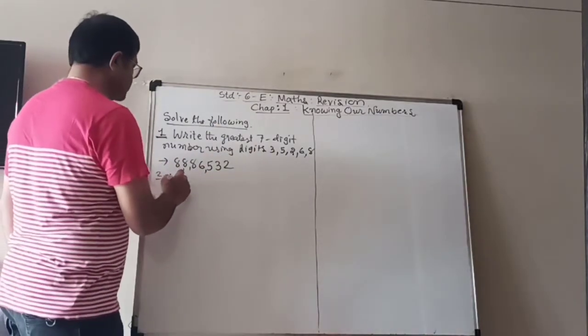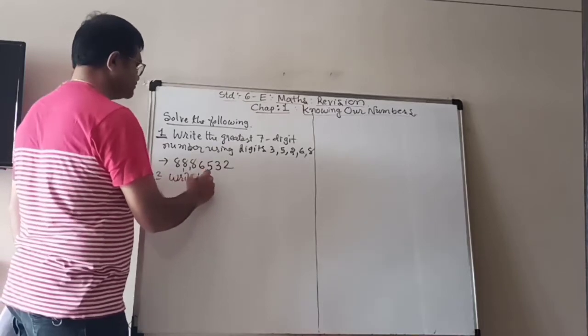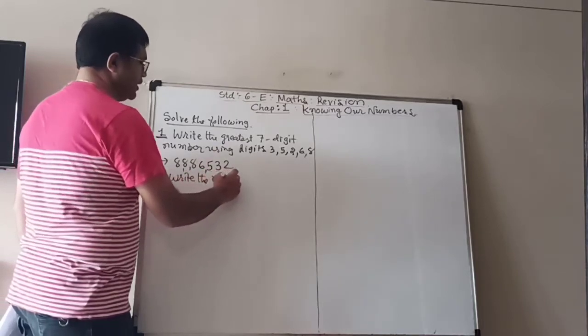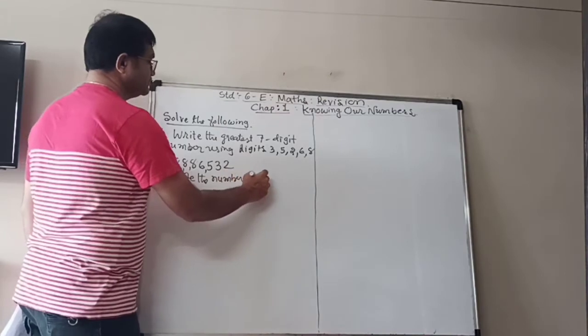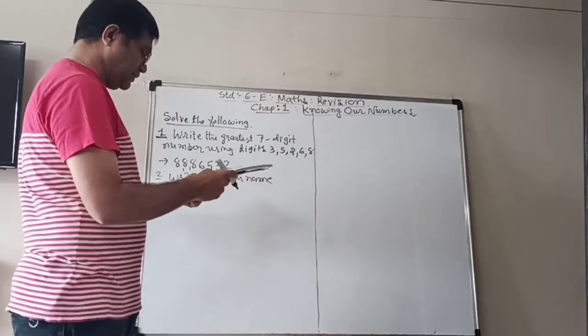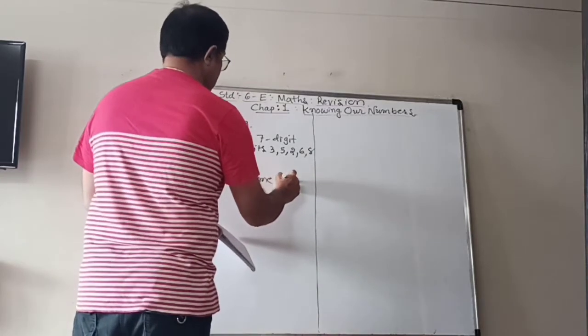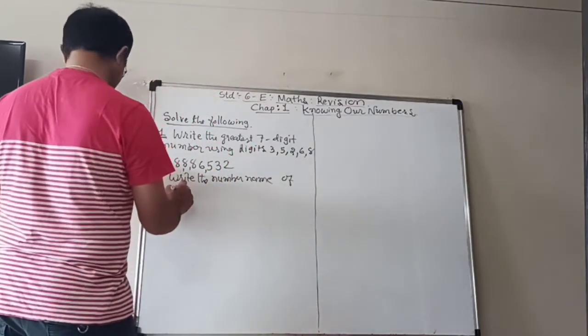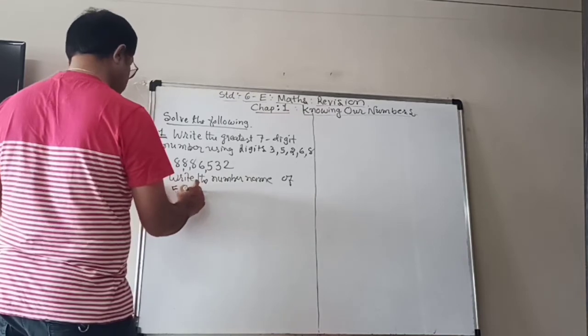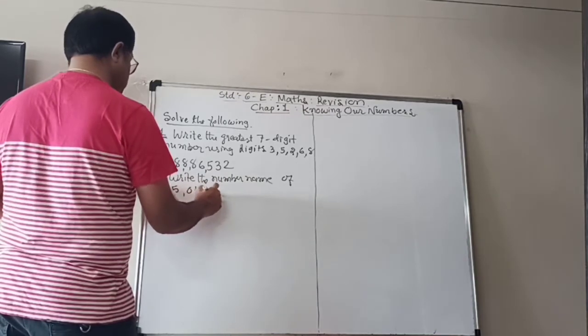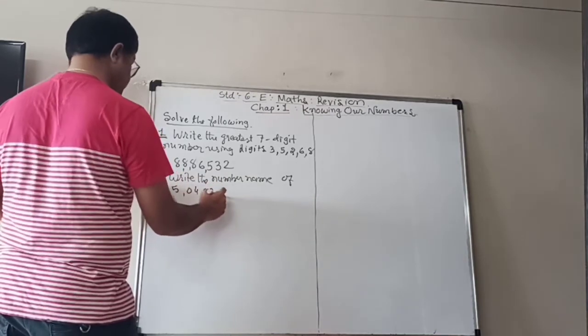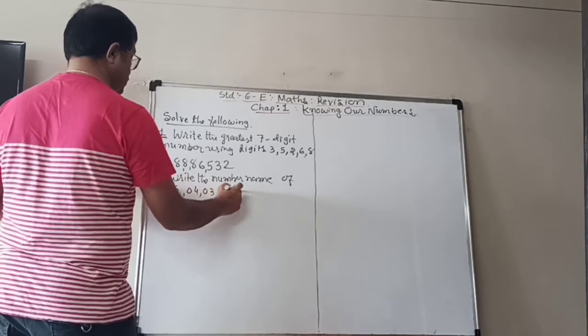Second, write the number name of 5, 0, 4, 0, 3, 5, 0, 7.